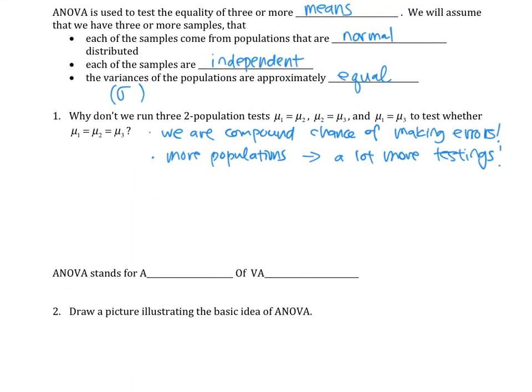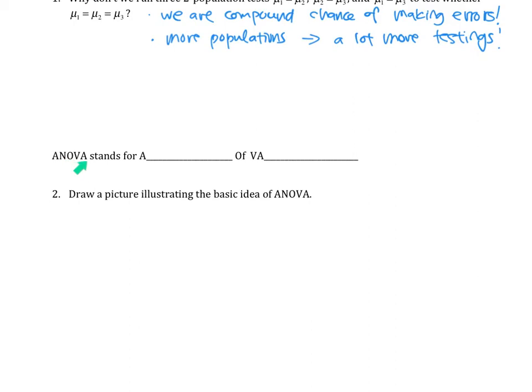All right. So ANOVA, A-N-O-V-A, stands for analysis of variance. Remember, variance is just standard deviation squared. So variance basically has pretty much the same property as standard deviation.